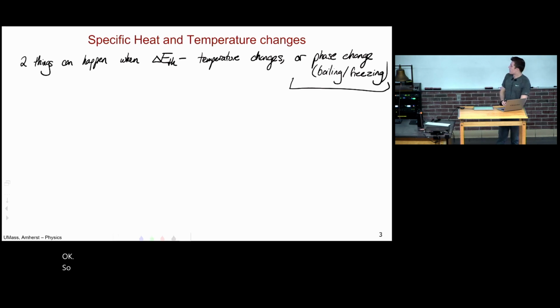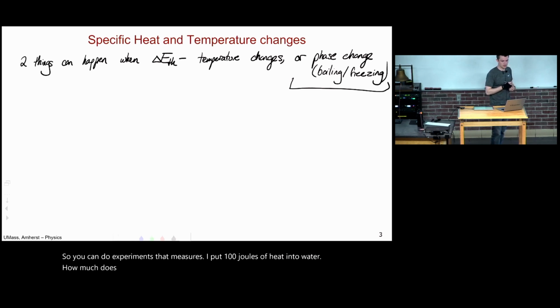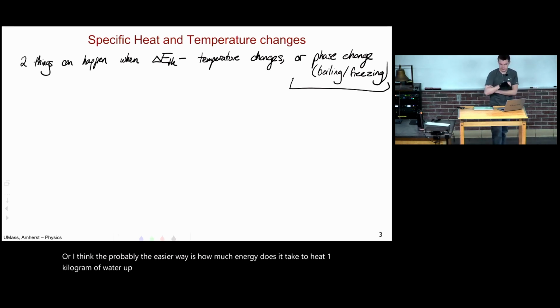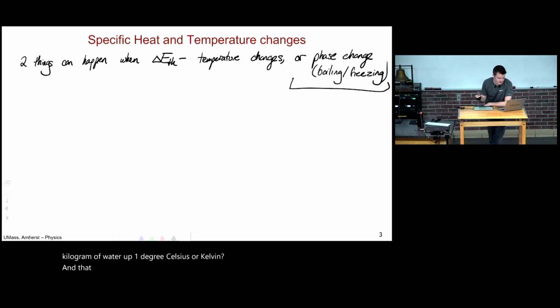So you can do experiments that measure, I put 100 joules of heat into water, how much does its temperature go up? Or I think probably the easier way is, how much energy does it take to heat 1 kilogram of water up 1 degree, Celsius or Kelvin? And that is what specific heat is going to talk about.